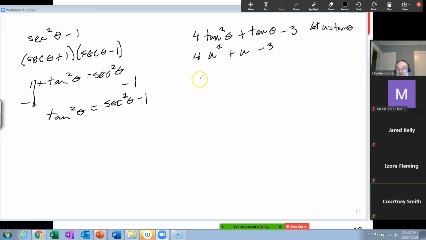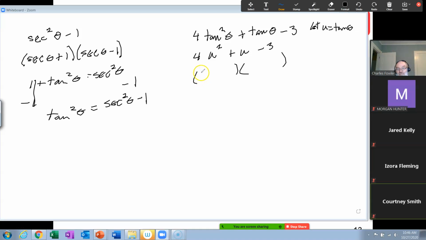And can you factor that? I think so. Let's see if we can. Okay? All we're doing is factoring. Well, what's one possible factorization of 4u squared? Well, you could have a 2u times a 2u, or you could have 4u times a u.